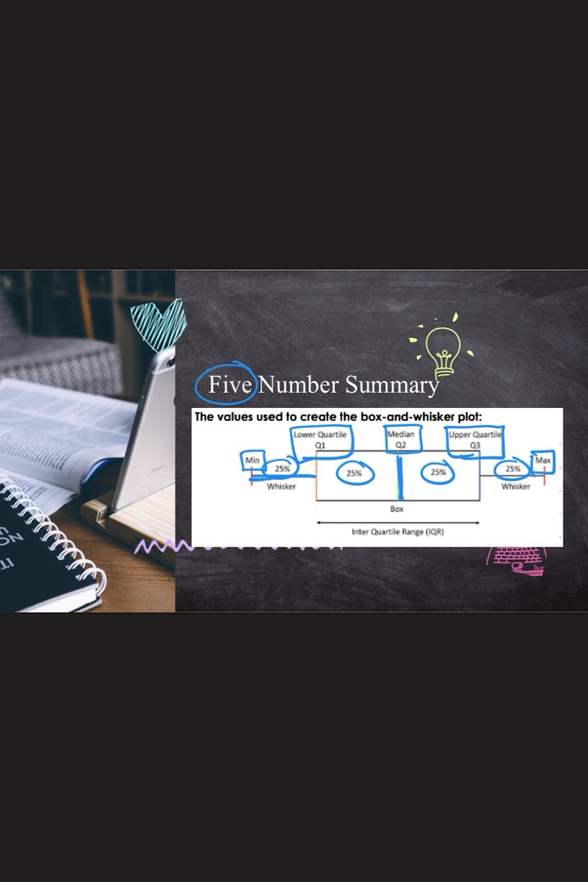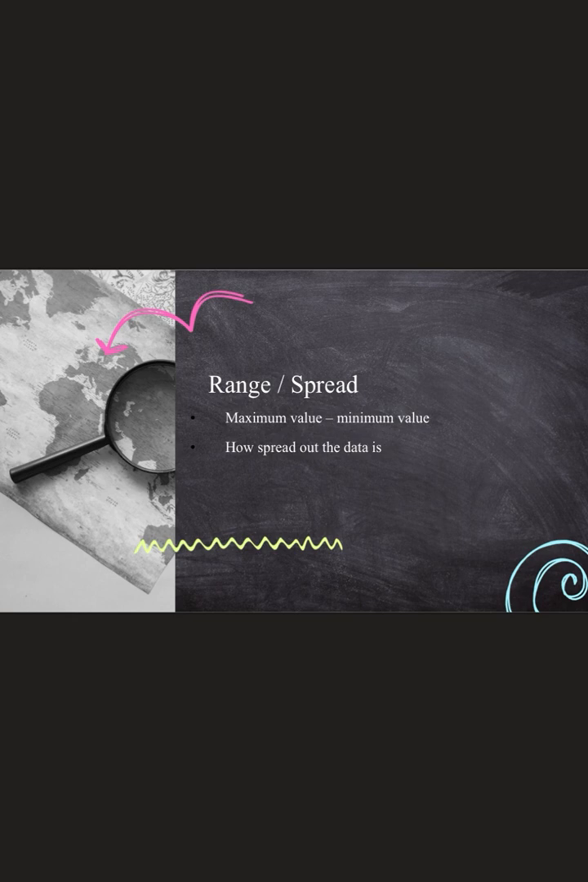And then the last thing is your interquartile range. That is the middle part of your data. So it's the range from Q3 to Q1. And how much data does that cover? So the range or the spread is the maximum value minus the minimum value, and it tells you how spread out the data is. The interquartile range is Q3 minus Q1. It's the middle 50% of your data. So it's the middle part of your box and whisker plot.